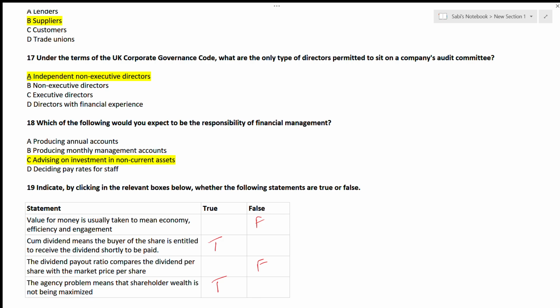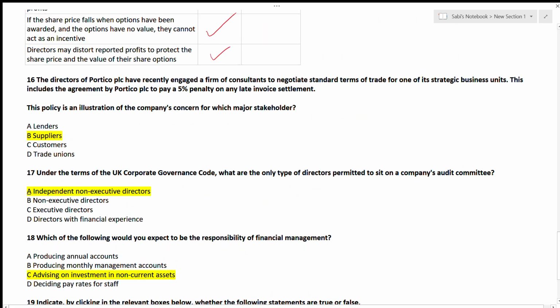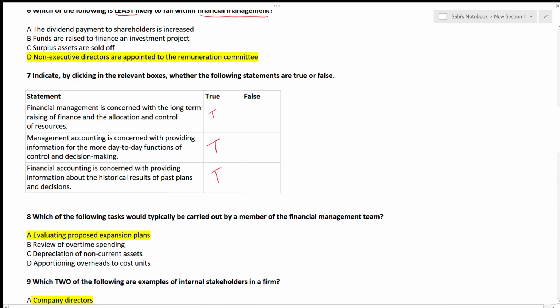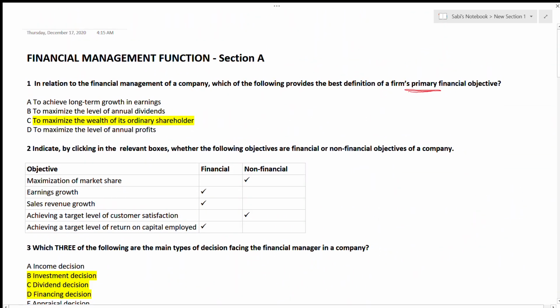So that's it for this. We have successfully finished all the Section A questions from the financial management function. Once you go through this chapter, you shall be able to finish this. Next we have the financial management environment questions that come under Section B, right?